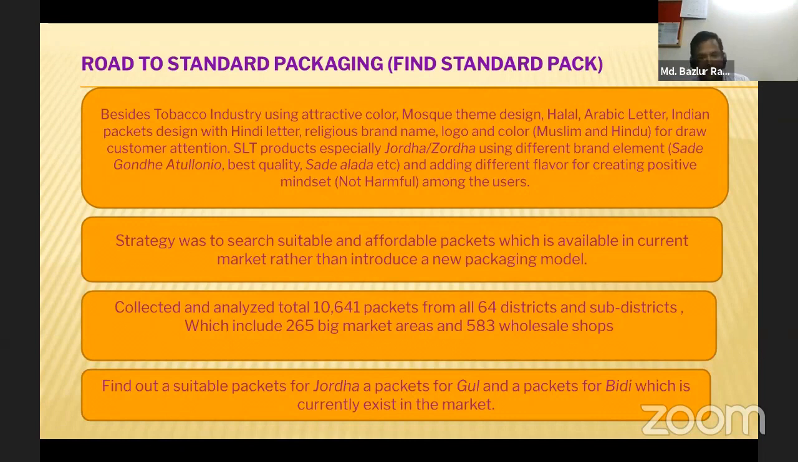For this, we collected 10,641 packets. We analyzed these packages to find a suitable packet. And after that, we selected a specific packet for Jorda, a specific packet for Gul, and a packet for Biri, which is made of cardboard. It already exists in the market, but it is a filter Biri packet.